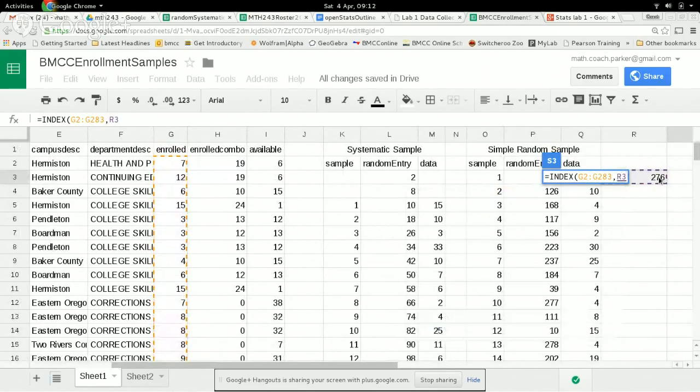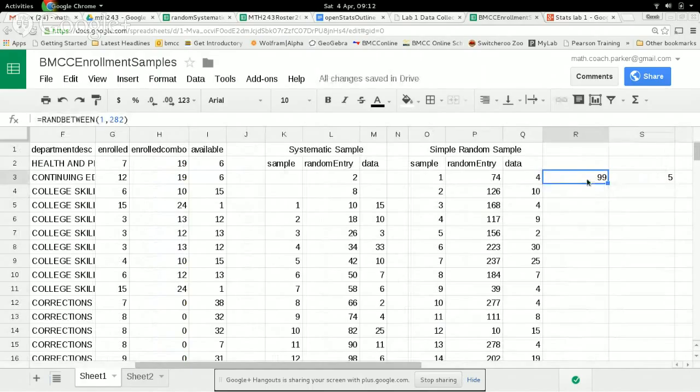And it switched my random number when it did that. So now I can see that in the 99th row, there are 5 people in that class. So that's how I made my selection. I did a bunch of random numbers, and then I used the index command to find the entry that went with that particular randomly selected row. So I get all this data right here.